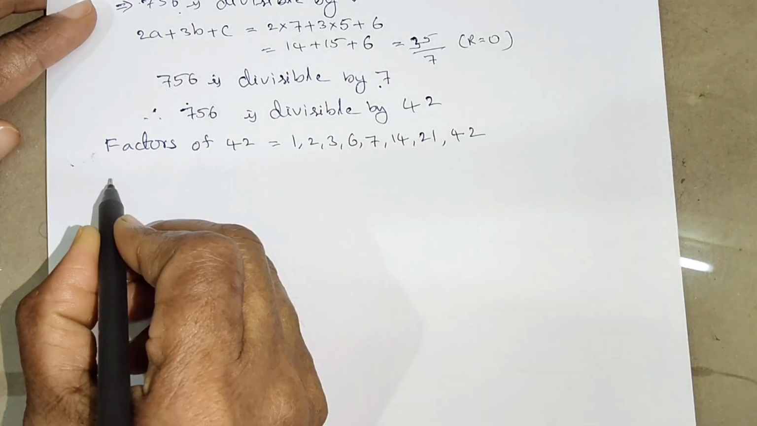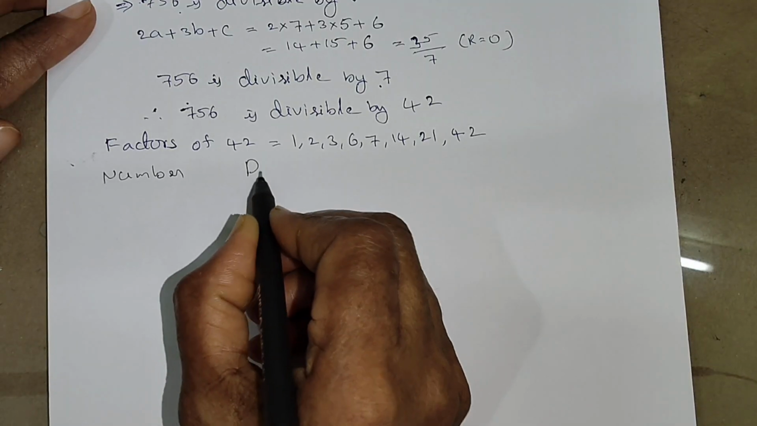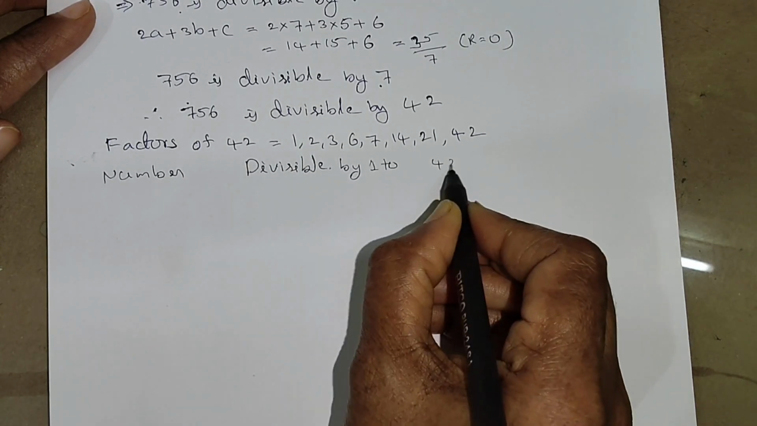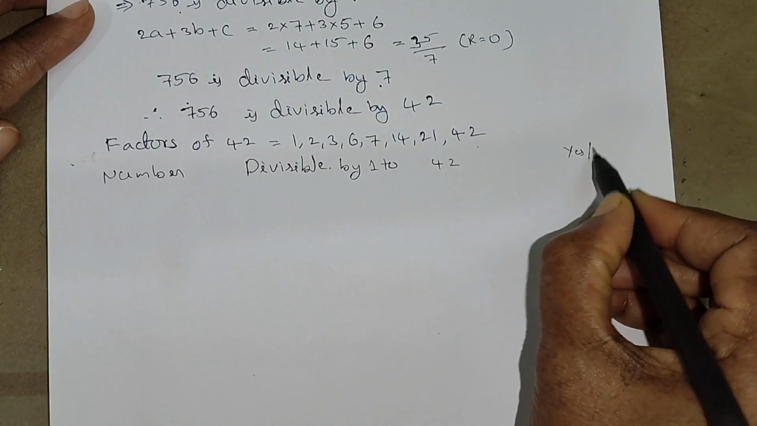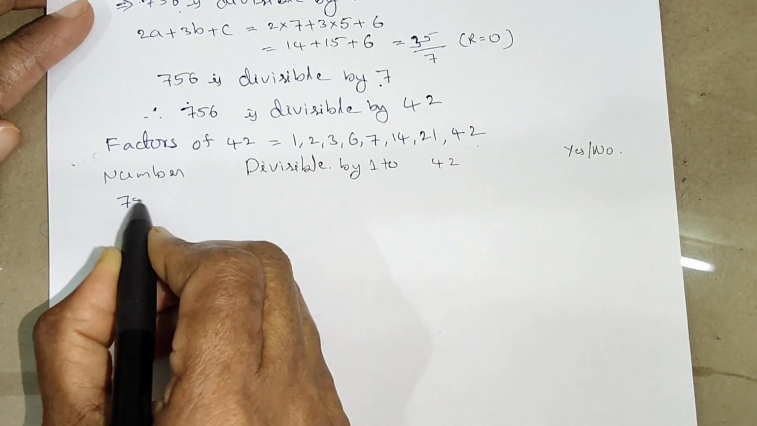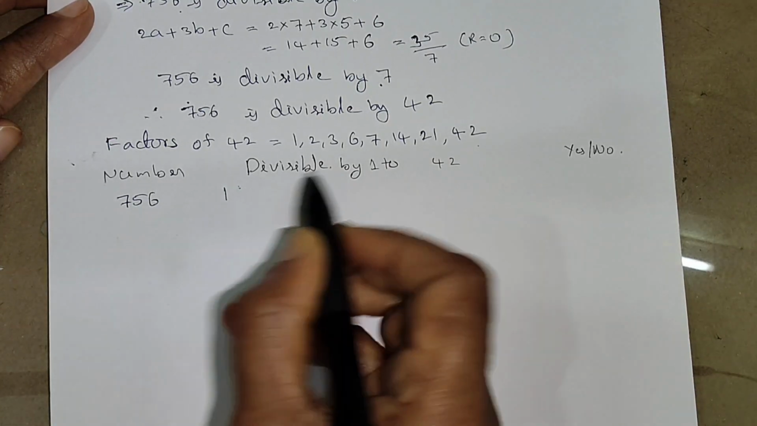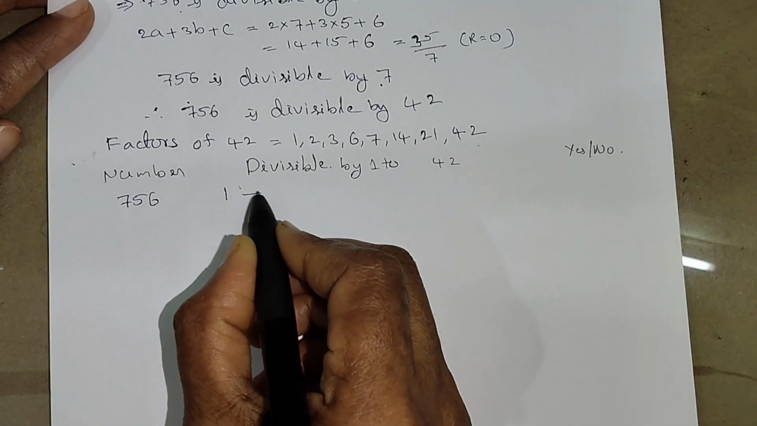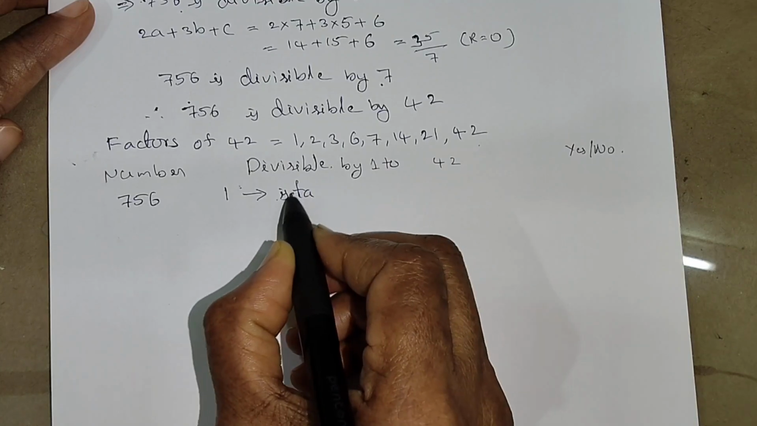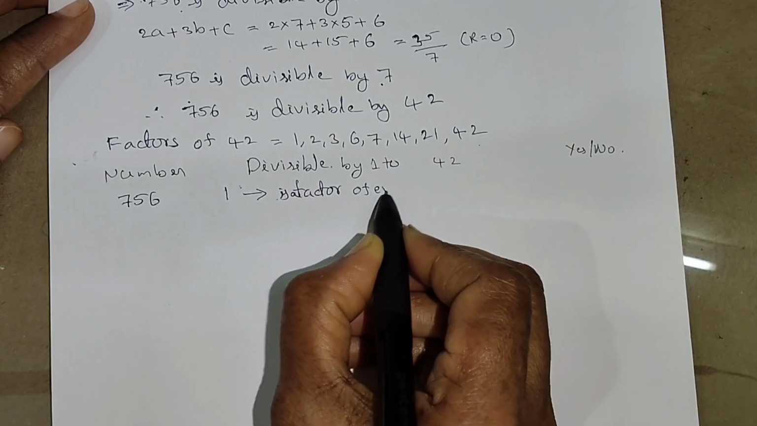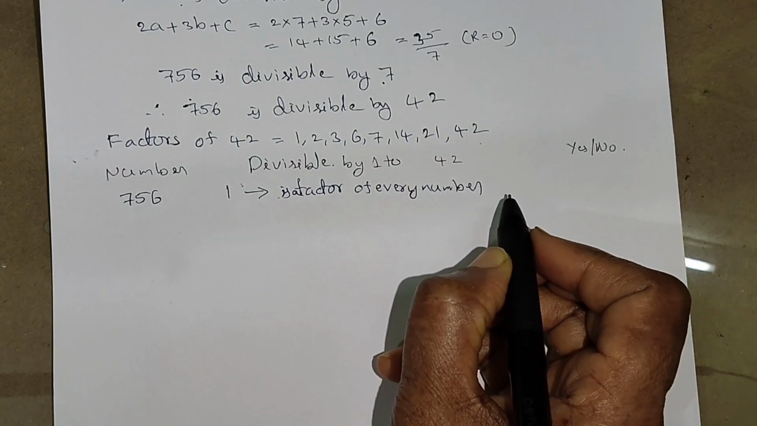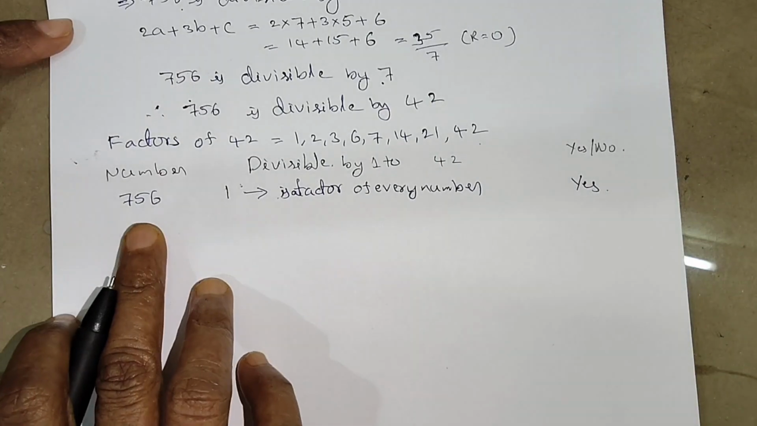Here we write the number and divisibility, divisible by 1 to 42, the complete factors. Next we write yes or no. So we check the divisibility rule and write here. First number is 756. Here 1 is a factor of every number. So yes, this number is divisible by 1.